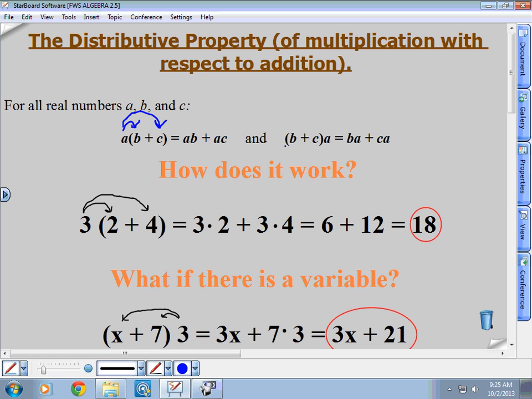So this is the same thing over here. B plus C times A. I'm just distributing it this way. So it would be BA times, or plus CA, I'm sorry.